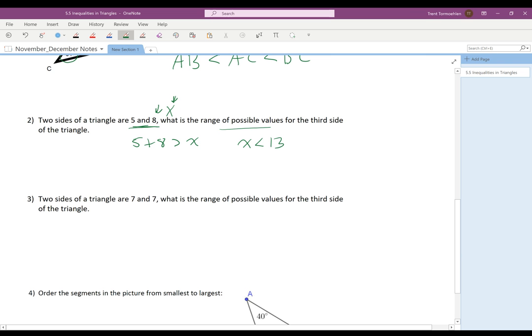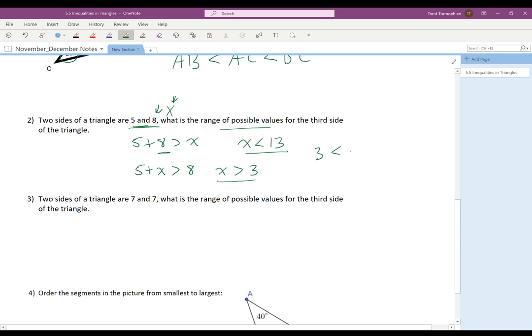X cannot equal 13. Now, this does not mean it's 12. Nowhere in this problem did I say that the sides have to be integers. They don't necessarily have to be integers. The other possibility for X is if 8 is the longest side, which means we would say 5 plus X is greater than 8. So X is greater than 3. So now we know that X is less than 13, but greater than 3.